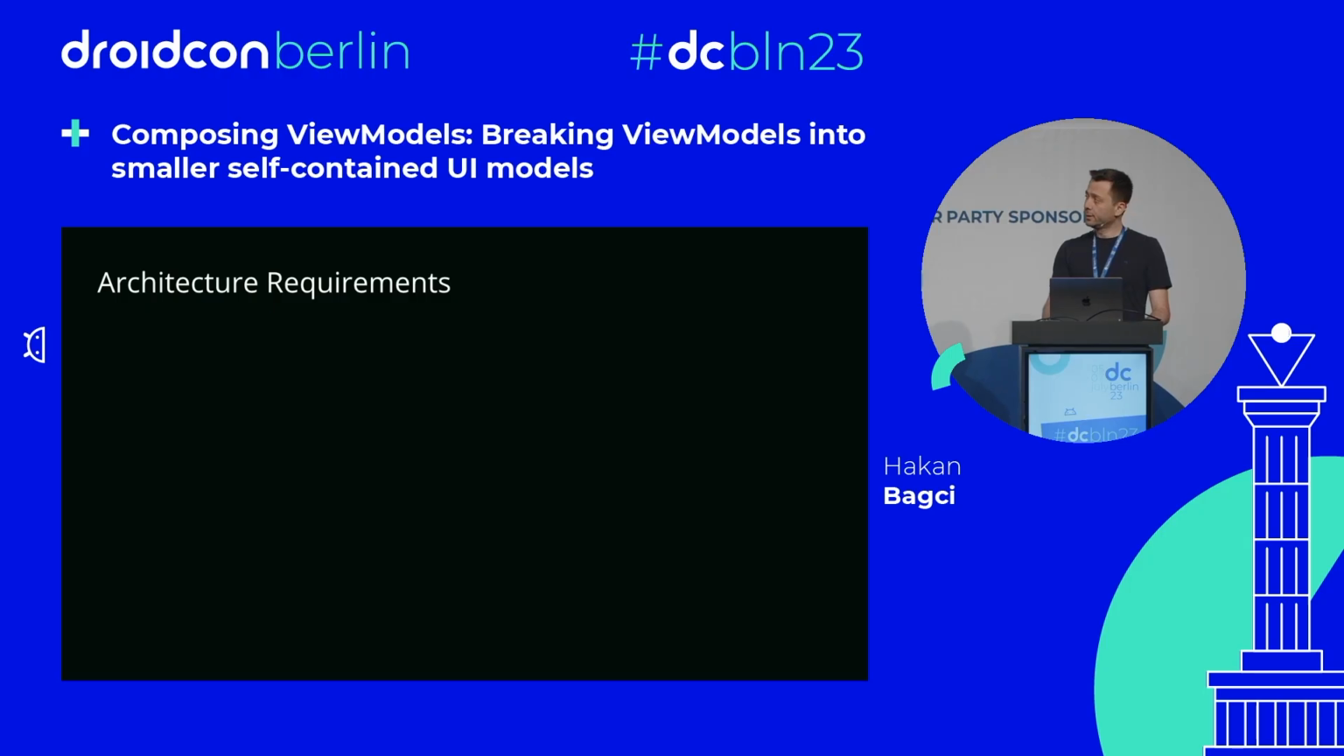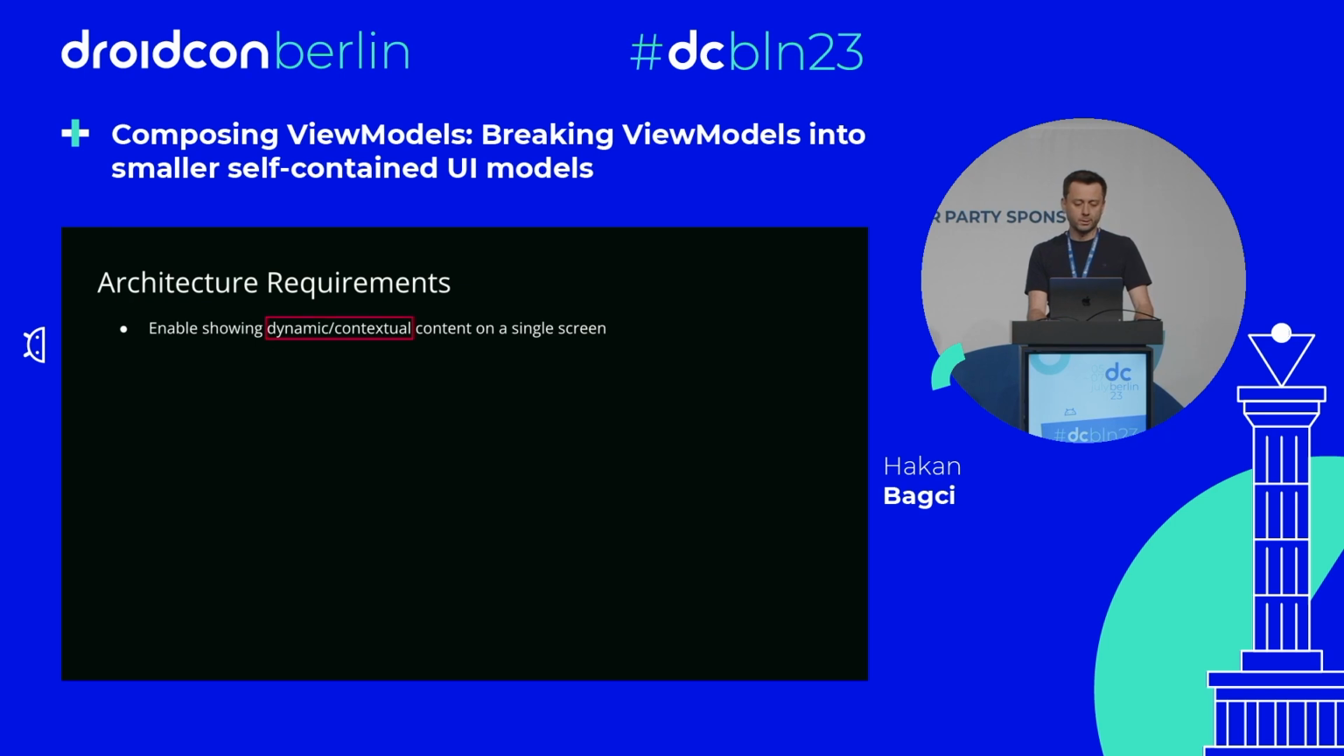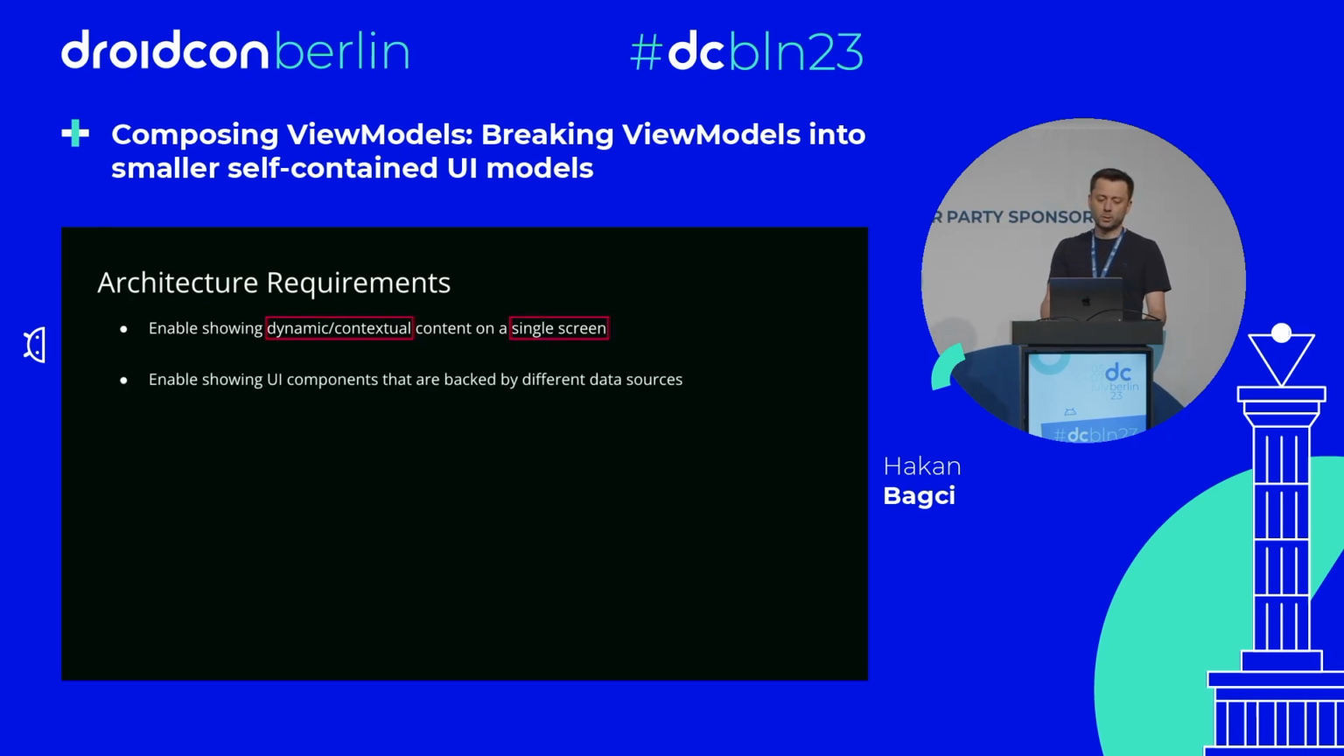Depending on the new design requirements, our architecture should enable showing dynamic contextual content on a single screen. This is our first requirement. The other one is to enable showing UI components that are backed by different data sources. So in the same screen, you will have UI components, and they will be able to get their data from different data sources. It should also foster portability by enabling composition of UIs in any host.